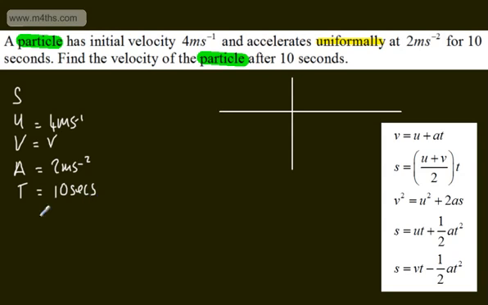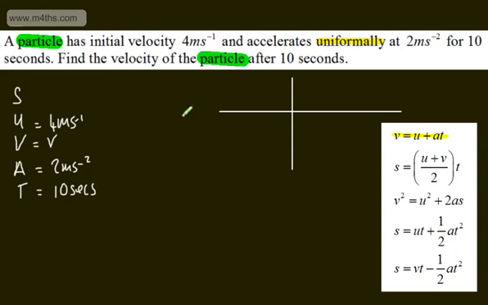All of these are in the correct units, so I don't need to convert anything. It's not in kilometers an hour, it's not in minutes, it's all in the correct units. So what we want then is V. If we look across here now, the one that we want is V is equal to U plus AT. I want V, I've got U, A and T, and that's the one. So we're looking for 3 pieces of information to find the fourth.